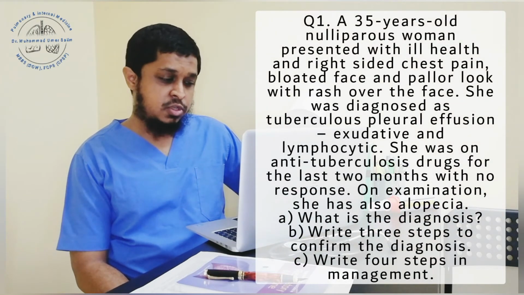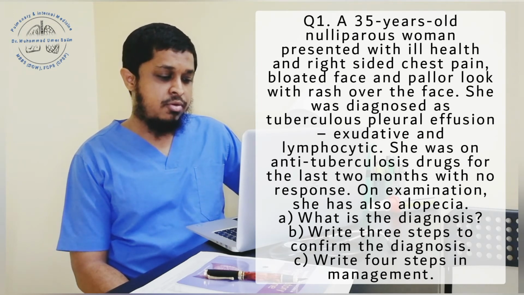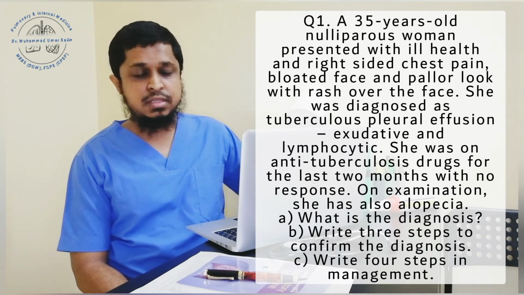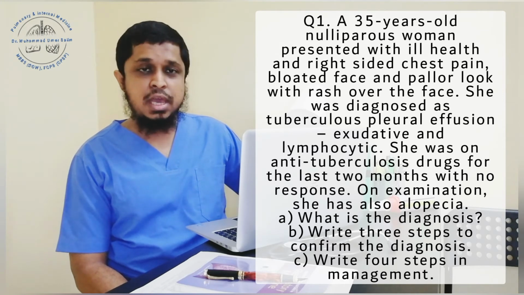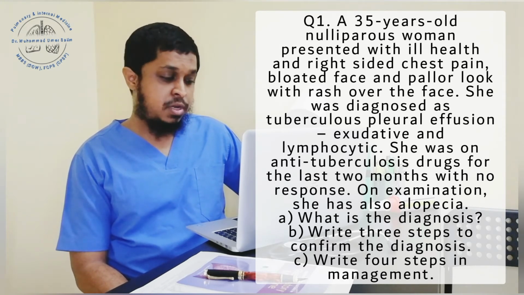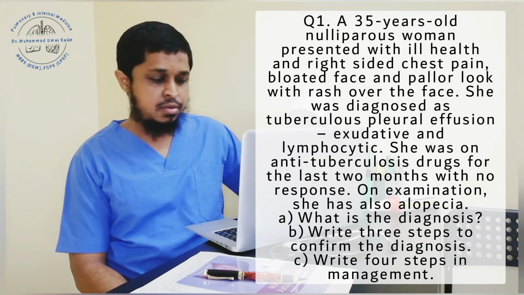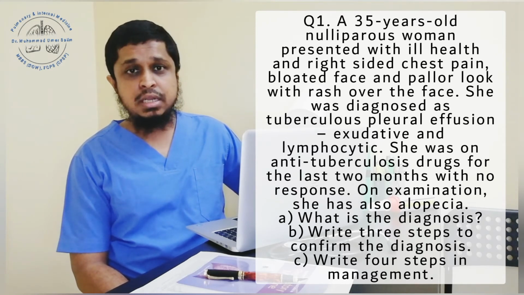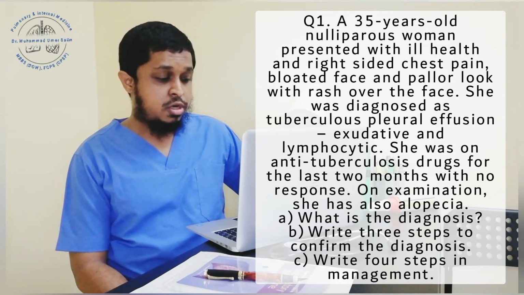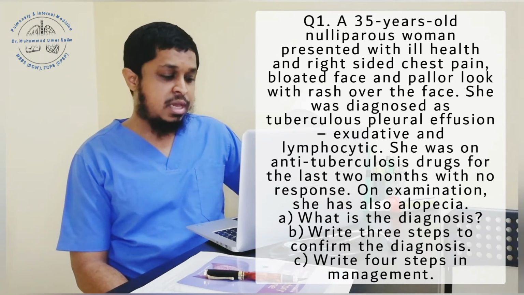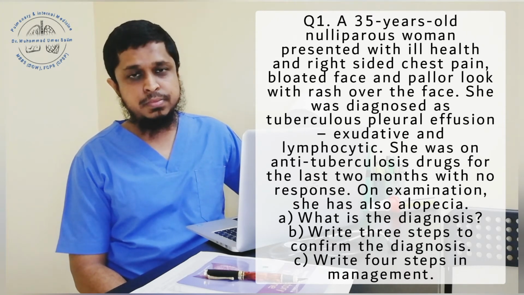Question number 1 starts with: a 35-year-old female presented with ill health and right-sided chest pain, bloated face and pallor look with rash all over the face. She was diagnosed as tuberculosis pleural effusion, which was exudative and lymphocytic. She was on anti-TB drugs for 2 months, but no response. On examination, she also has alopecia.